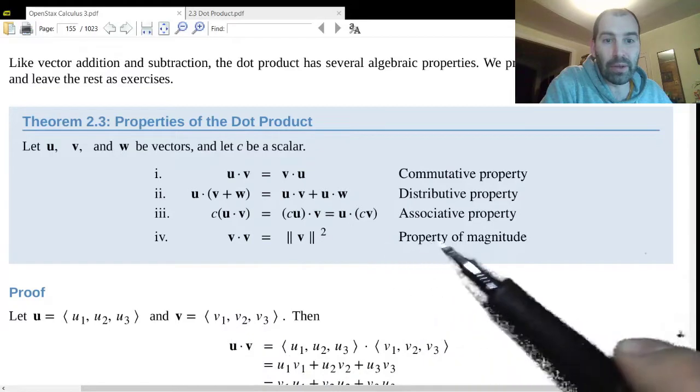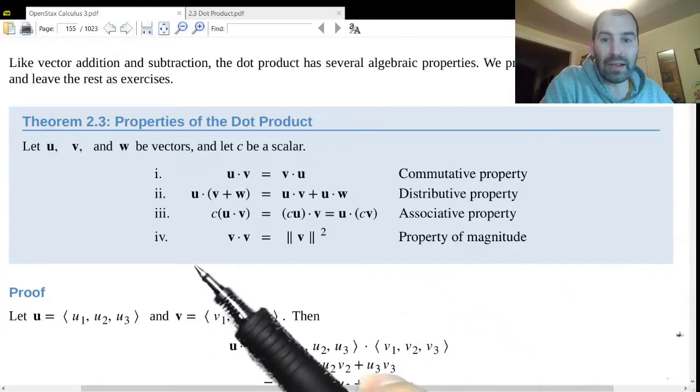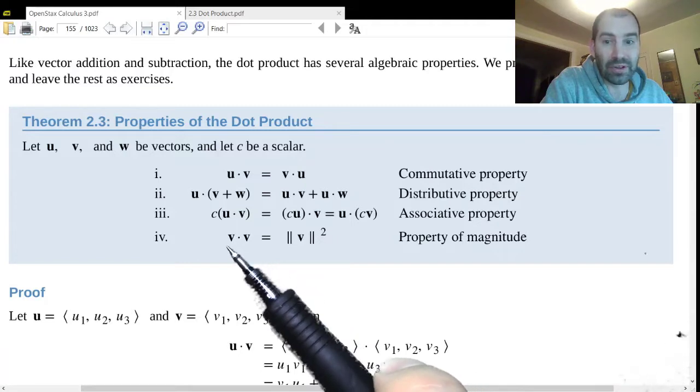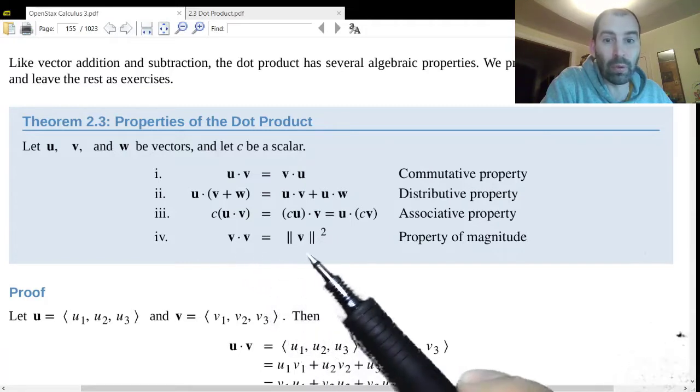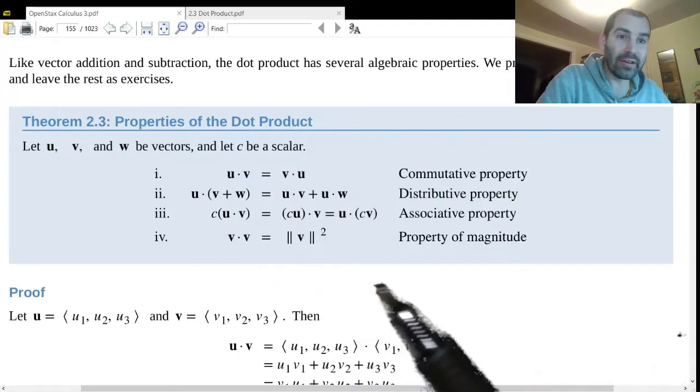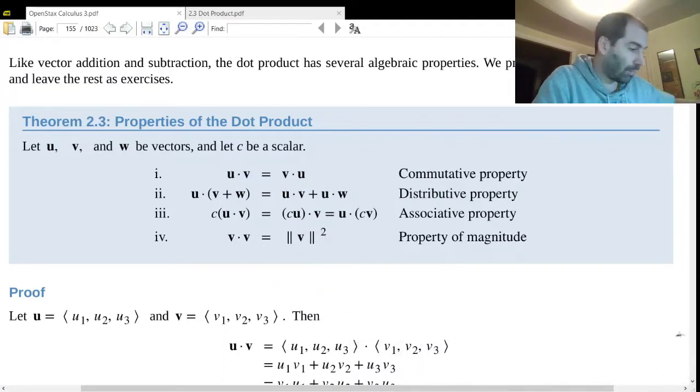Part 4 here, the property of magnitude. If I take the dot product of a vector with itself, so v dot v, what do I get? I get the magnitude of v squared. Well, why is that? Can we prove that?